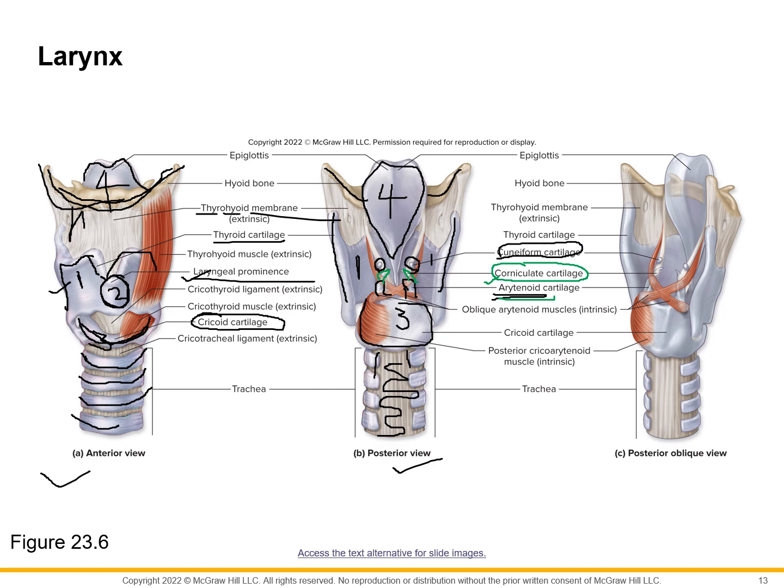Cuneiform cartilage. So if we were to, in an oblique view, review all of the cartilages, this is number 1, your thyroid cartilage. This is number 2, the cricoid cartilage. This is number 3, the arytenoid cartilage. Number 4, the corniculate cartilage. And finally, the little one, which is the cuneiform cartilage. And this is where your trachealis muscle would be, and the anterior side of the trachea is supported by C-shaped hyaline cartilage rings.